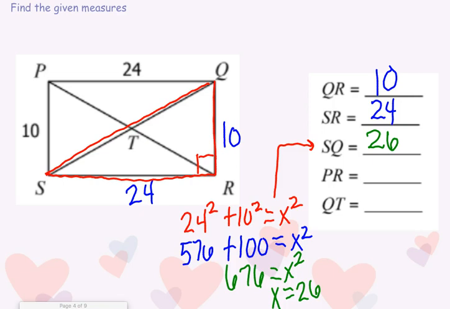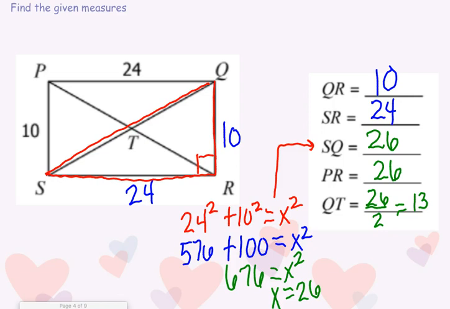Kind of. What about PR? 26. Yeah, because diagonals are equal. And then QT, 13. Half of it. If you want to write that, 26 divided by 2 equals 13. Good job. That was good.